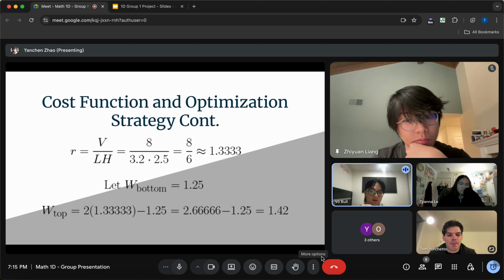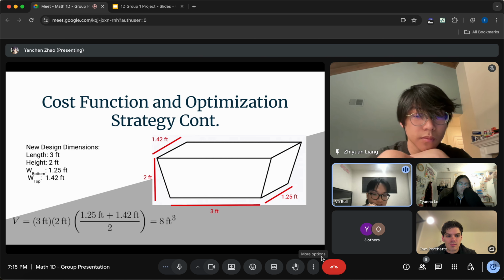To find the bottom width and the top width, I'm going to use the volume divided by length and height. So I got approximately 1.33. I let the bottom width be 1.25 and the top width be 1.42. Next slide, please. So this is our design.